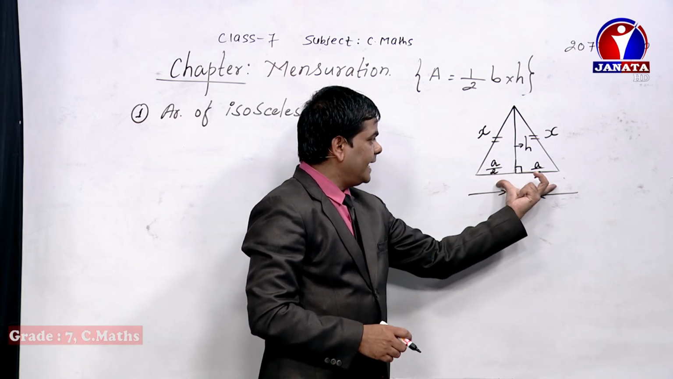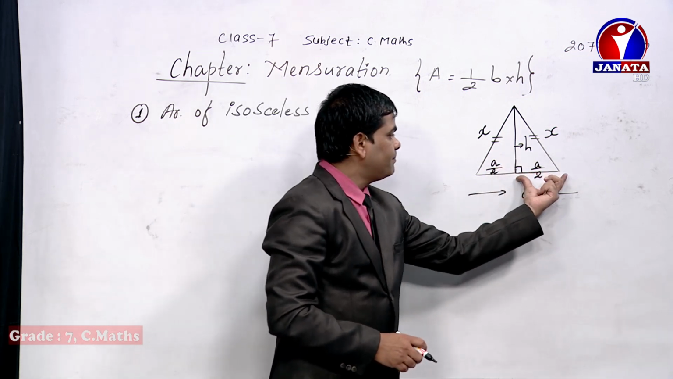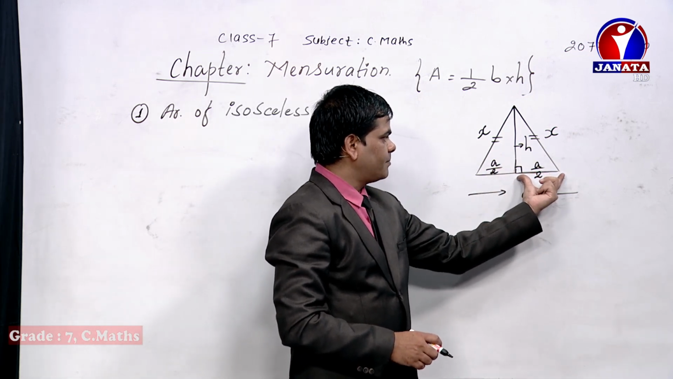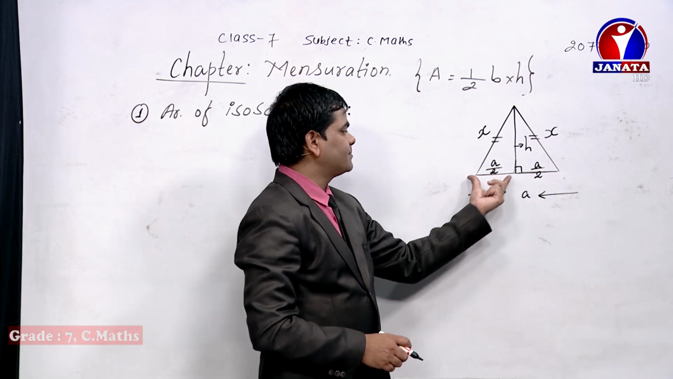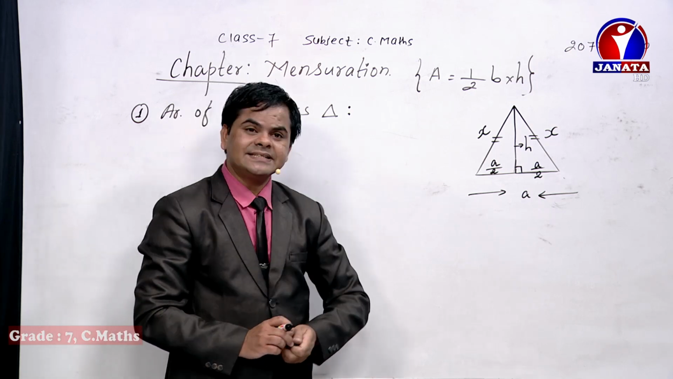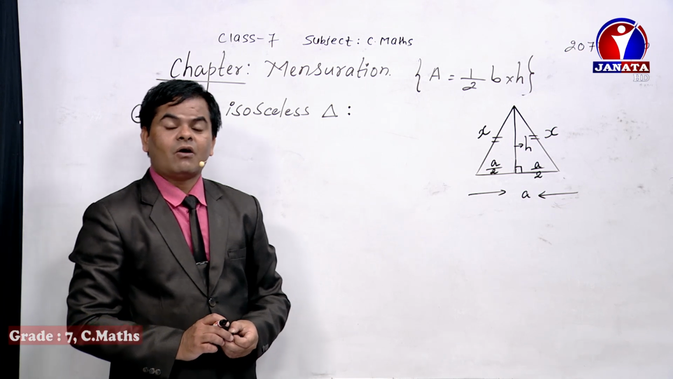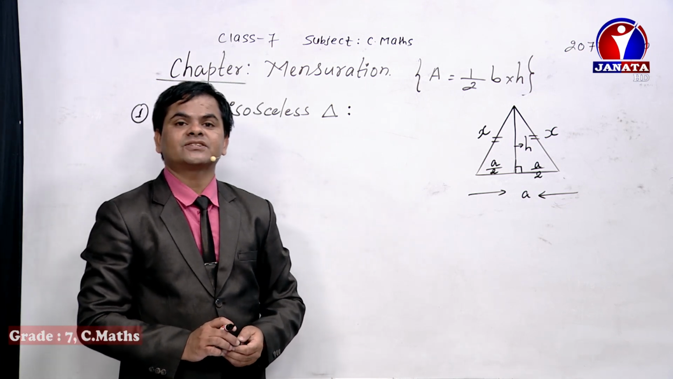That means if the length of the base side is 10 centimeter, then 50% of 10 centimeter means 5 centimeter on this side and 5 centimeter on this side. It is a theorem. The theorem goes like this: a perpendicular line through the vertex of an isosceles triangle or an equilateral triangle bisects the base.